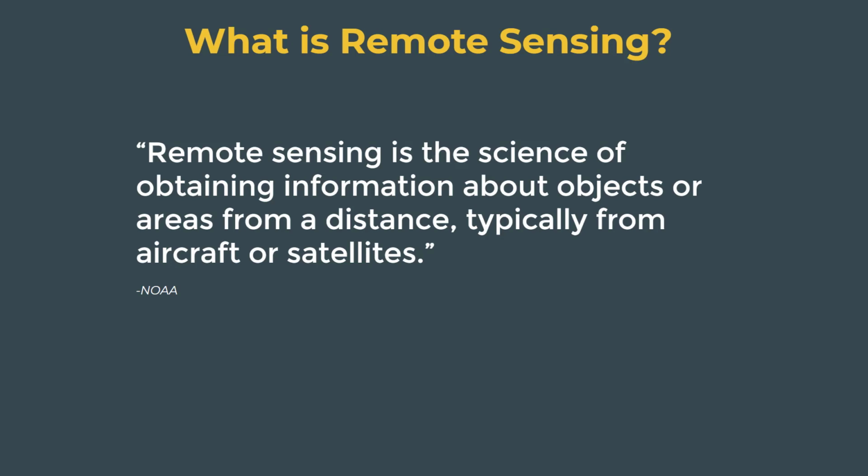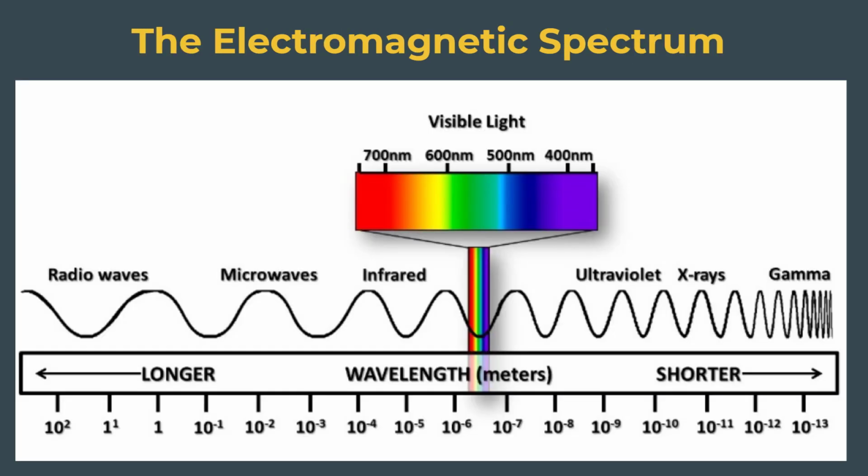This information that's being collected from a distance is generally information that we can collect from sensors on satellites, cameras on airplanes, drones, unmanned air vehicles, etc. And that information that we're collecting is generally information about how electromagnetic radiation or energy is reflecting off of various surfaces or being absorbed by various surfaces.